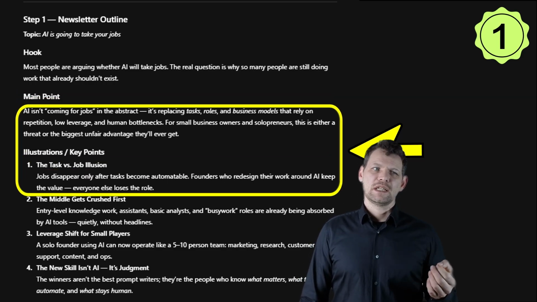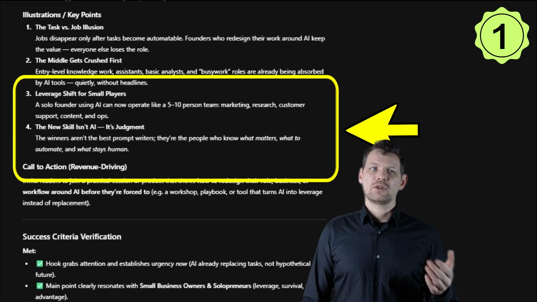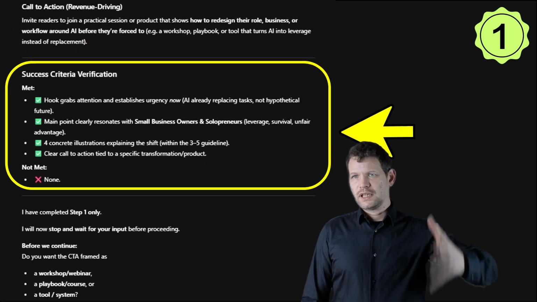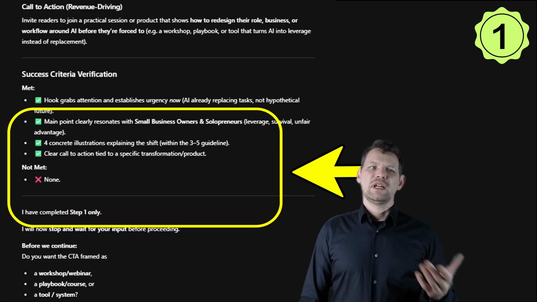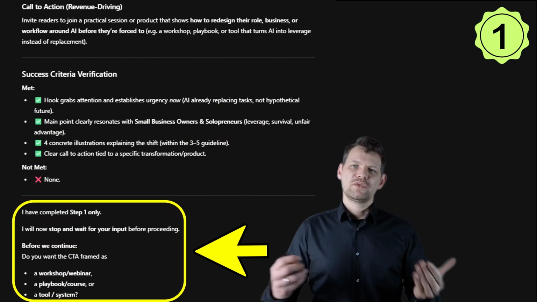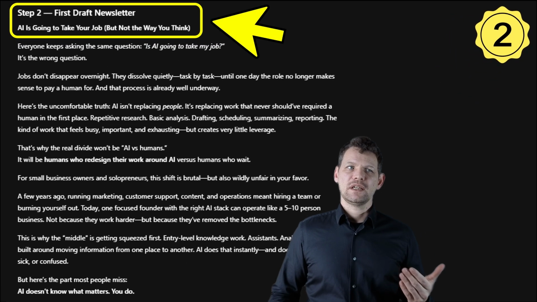And then it comes up with illustration, key points. We have a call to action, and then we have the success criteria here. Oh, so are these met, right? And then if I like this, I can go to the next step, or I can give it some feedback on what it did here. Then in the next step, it will simply draft the newsletter. So it'll draft a newsletter.